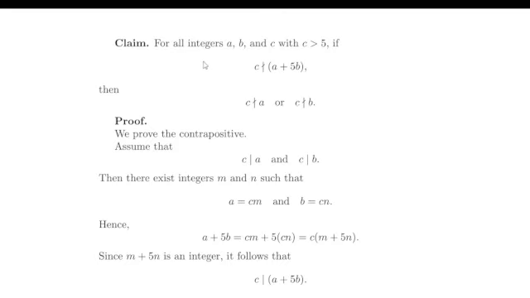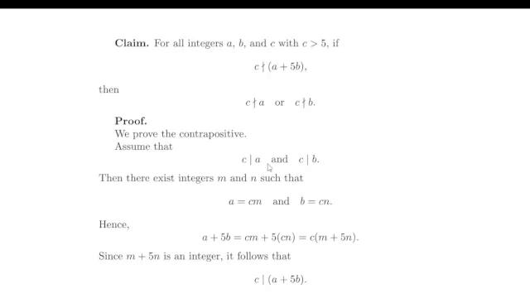In this video, we want to prove that for all integers a, b, and c with c greater than 5, if c doesn't divide a plus 5b, then c does not divide a or c does not divide b. We're going to prove this by proving the contrapositive. So we're going to assume that c divides a and c divides b, and then we want to prove that c divides a plus 5b.